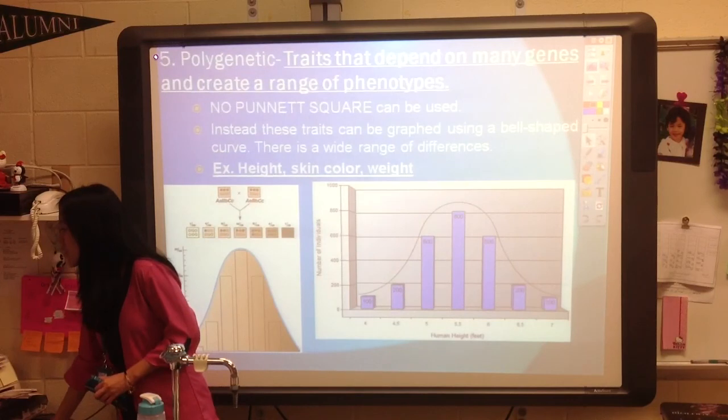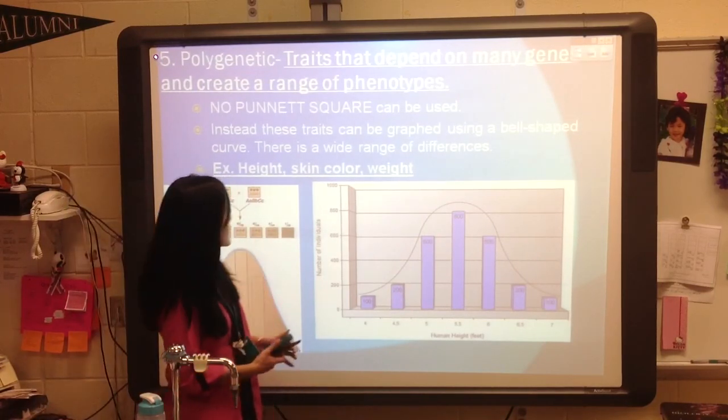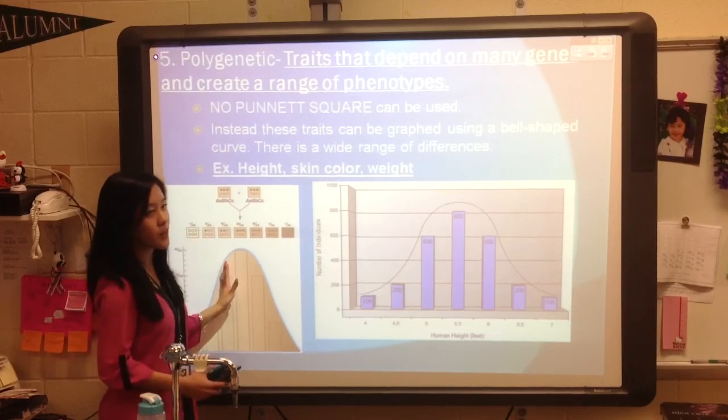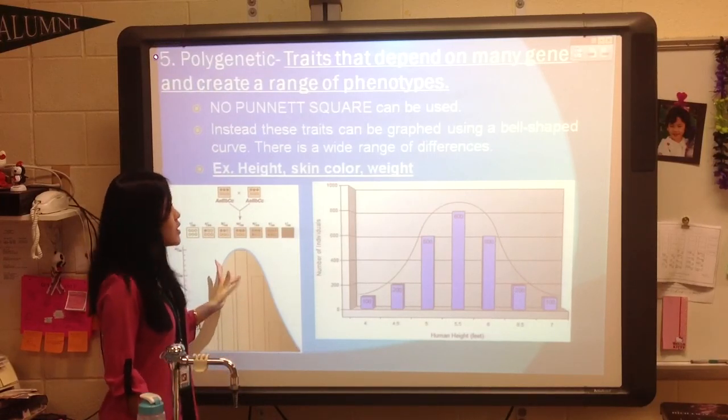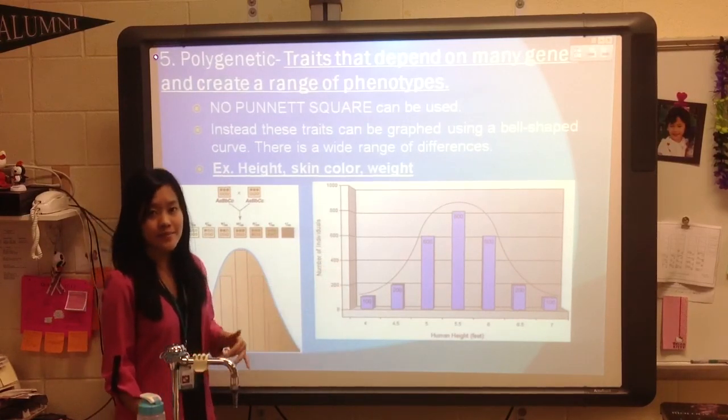And the last thing we have in our notes is polygenic traits. So make sure you take a minute to pause again and copy this down. This is talking about traits that are carried on many genes. And this can talk about actually your skin color or even your height.